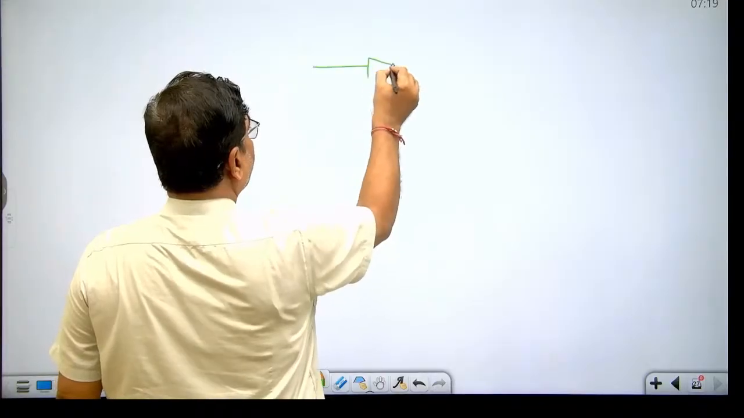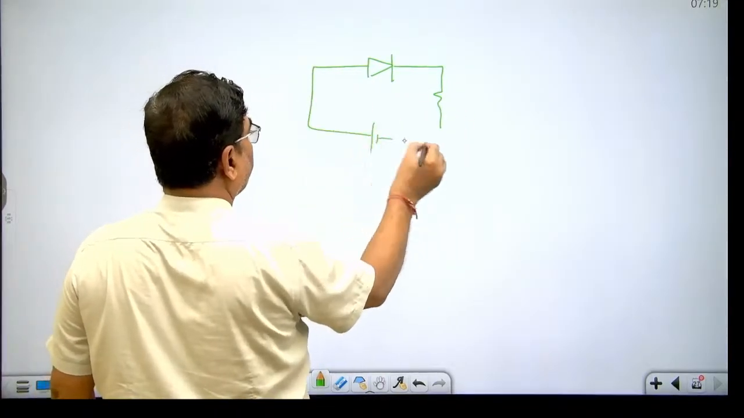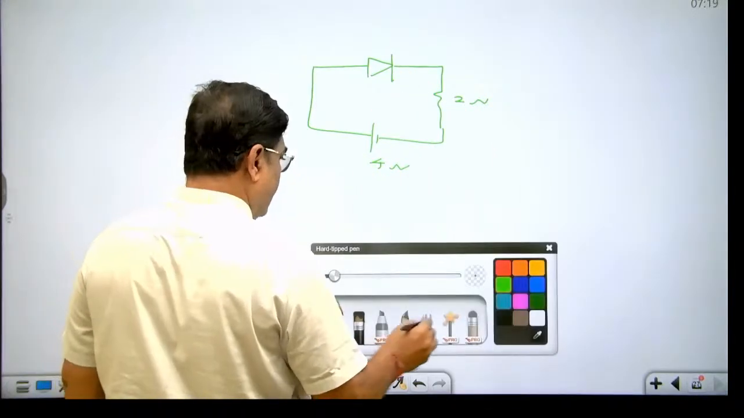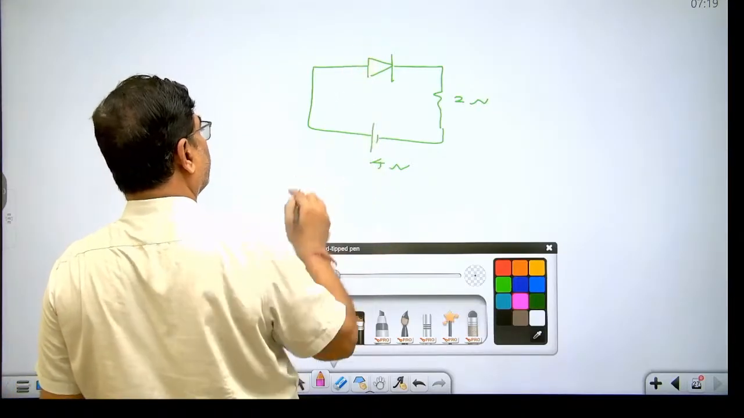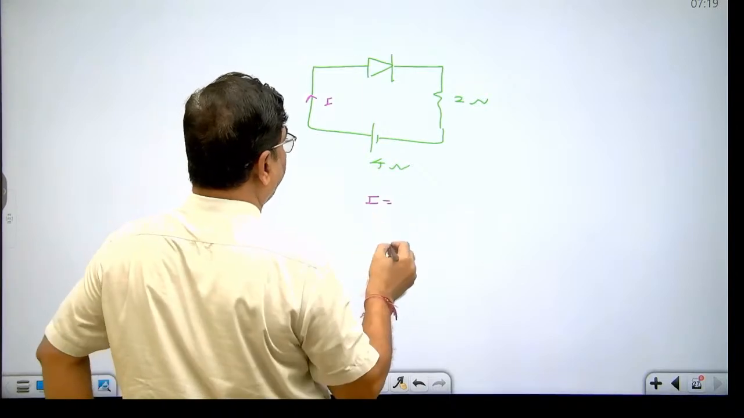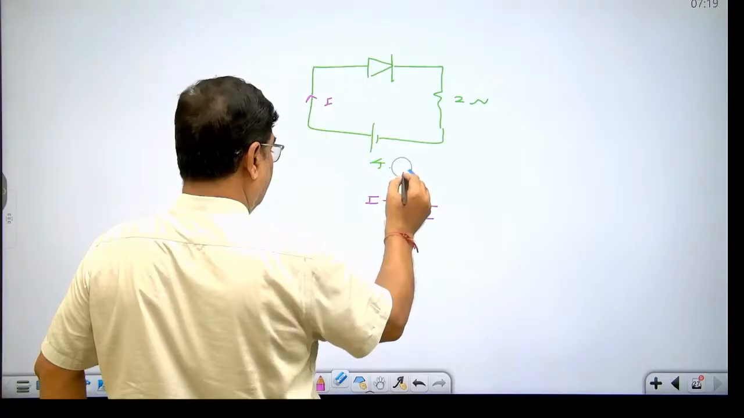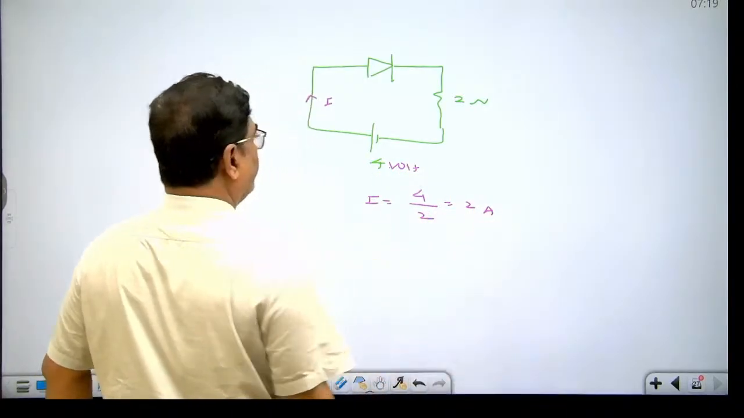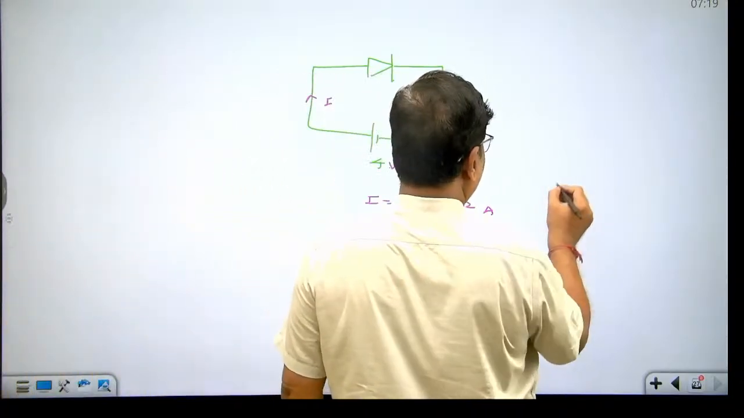Suppose this is ideal diode. This is battery. This is 4 ohm and this is 2 ohm. So in case of ideal diode in forward biasing, how have you seen the forward biasing? Because P part is connected with the positive terminal. So in case of ideal diode, forward biasing resistance will be 0. I will be equal to V upon R. This is 4 volt, so current will be 2 ampere. While in case of reverse biasing, suppose this is the diagram.